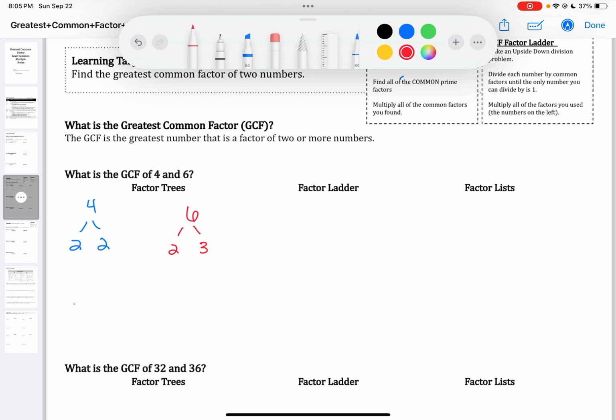Now I'm going to do the factor ladder. I have 4 right here. If I divide 4 by 2, I will get 2. And if I have 6, if I divide 6 by 2, I will get 3.